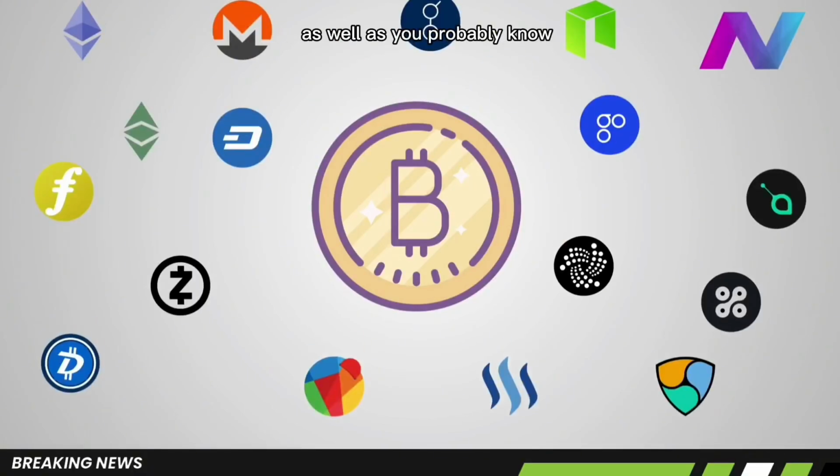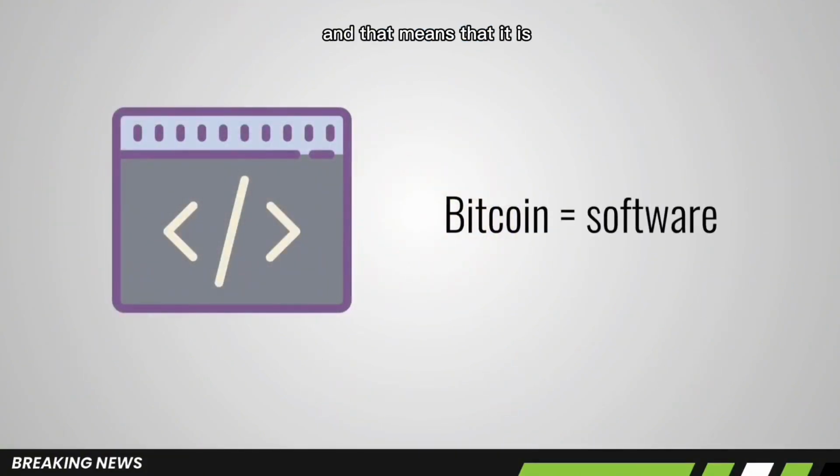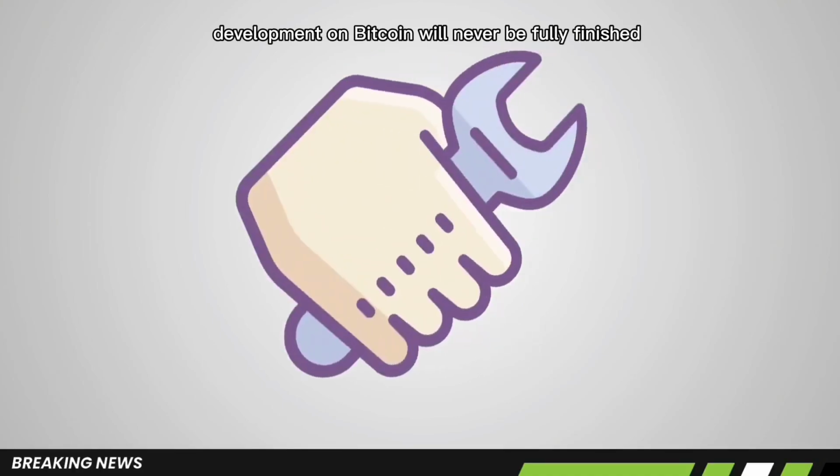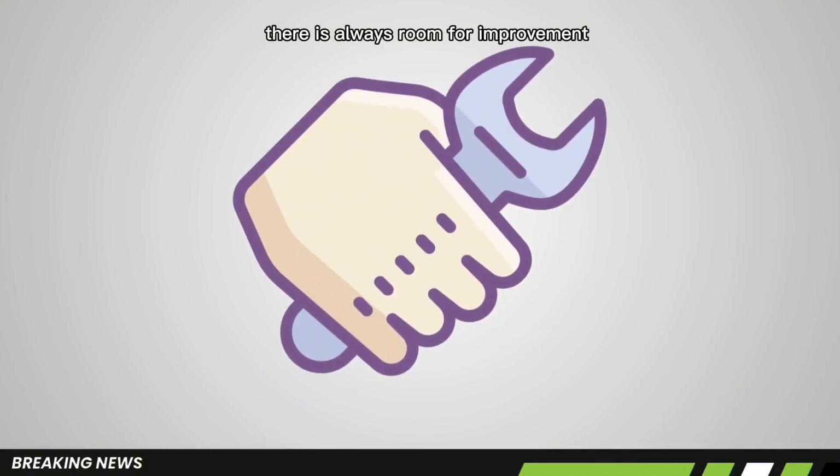As you probably know, Bitcoin is a digital currency, and that means that it is implemented with a lot of software. This software is called the Bitcoin protocol, and it establishes the rules to which everyone should agree if they want to use Bitcoin. This includes how large a block is, what rewards miners get, how fees are calculated, and so on and so on. But just like any other software project, development on Bitcoin will never be fully finished. There is always room for improvement.